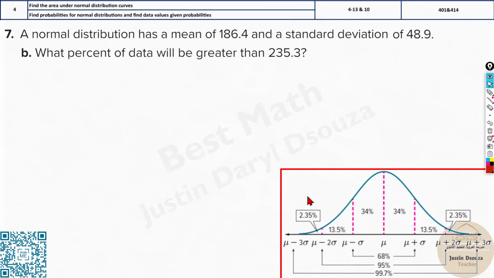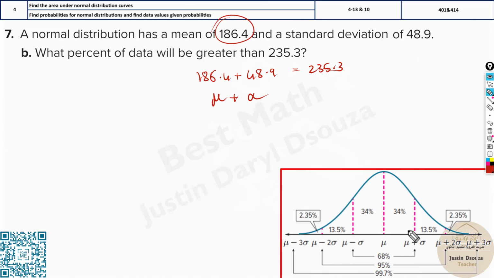Again, let's see the normal distribution curve. They want to know what percent of data will be greater than 235.3. Where is 235.3? Let's try adding. Generally, when you add once or twice, you will get it. If you add 186.4 plus 48.9, it'll be 235.3. I didn't do it exactly, but I know it'll be around 235. So this is how much? Mean plus one standard deviation, just once.